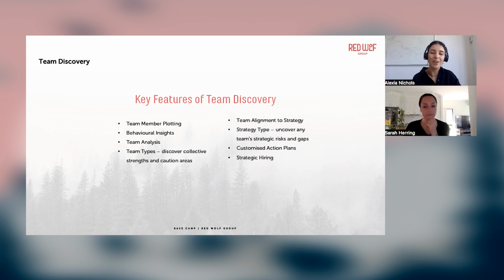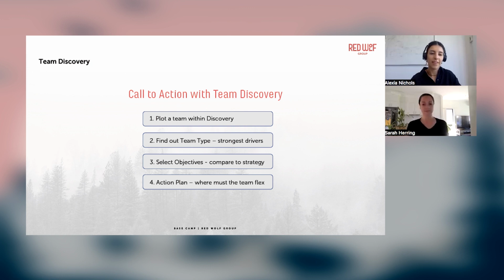I'm sure there's even more, but these are what we've gone through over the last 4 weeks, sort of deep diving into team discovery. So I do want to do a little bit of a call to action for those of you who do have access to design and who maybe have a team available or a couple teams available. I would most definitely encourage you to plot a team within Discovery. Preferably, it might be a team that you're working with or a team that maybe has to achieve a new strategy. Find out what their team type is. Have a look at their strongest drivers. What's the strengths of this team?